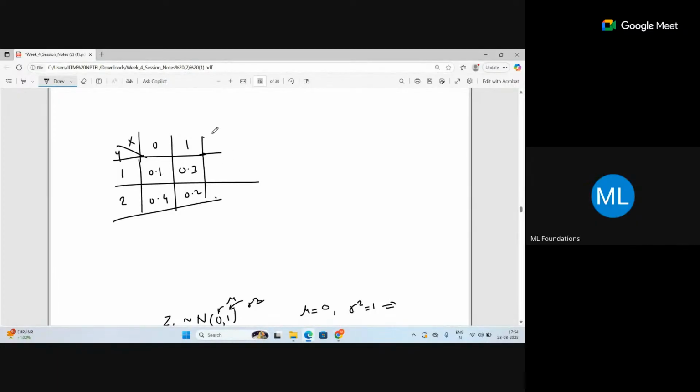But how to find out their marginals? So f_Y of 1 will be 0.4, 0.1 plus 0.3, right? But what is that exactly? What we are doing here is summing over the values of the random variable X, all values of X, correct? Similarly, you do integration also. When you find out f_Y of y, you actually take the integration over the values of x.